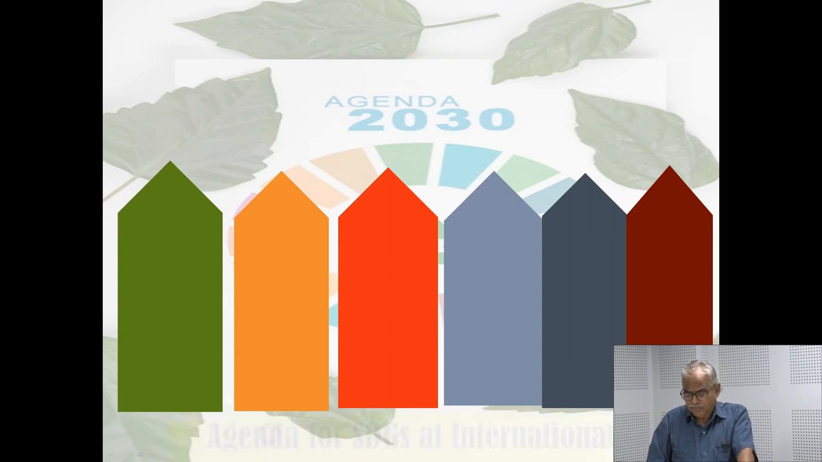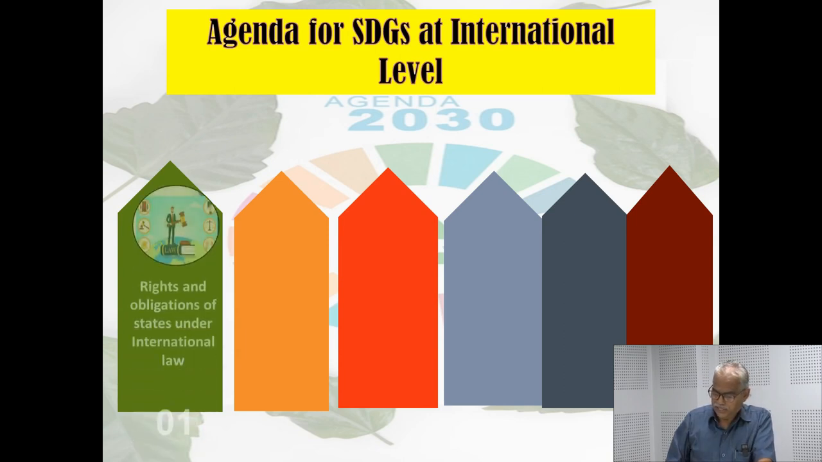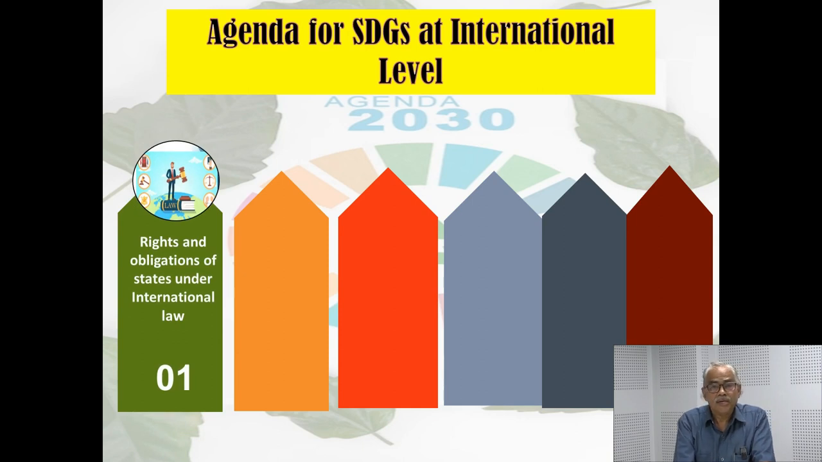Now, we'll focus on the agenda for sustainable development goals. We call it Agenda 21. At the international level, Agenda 21 has been discussed in the context of achieving the sustainable development goals. The first agenda is the rights and obligations of every state, every country, under international law, so that we abide by the mission of sustainable development.